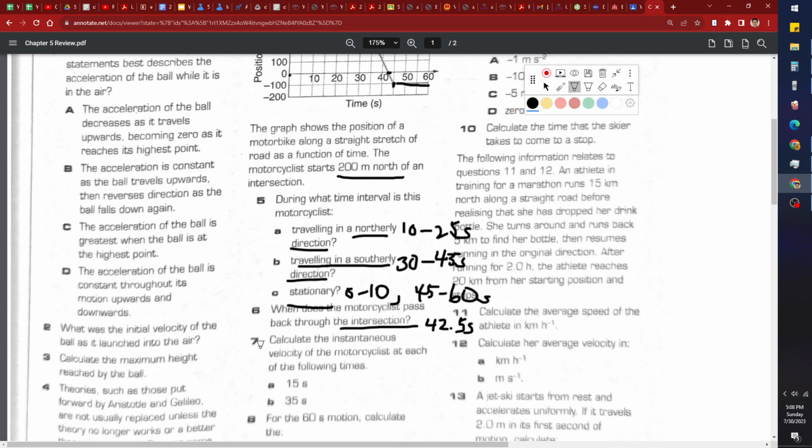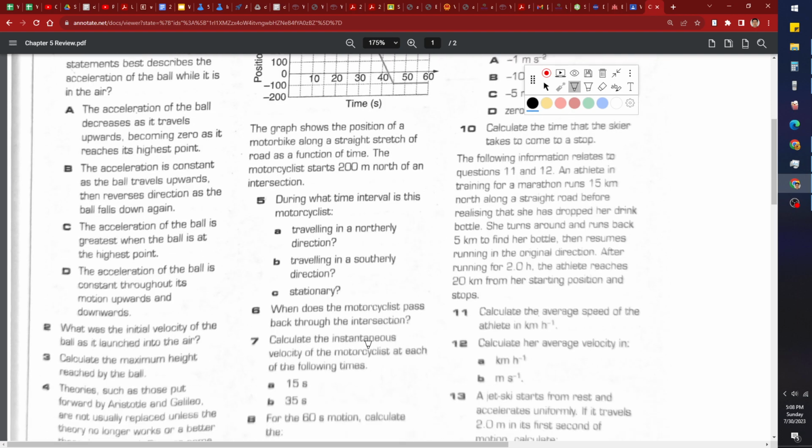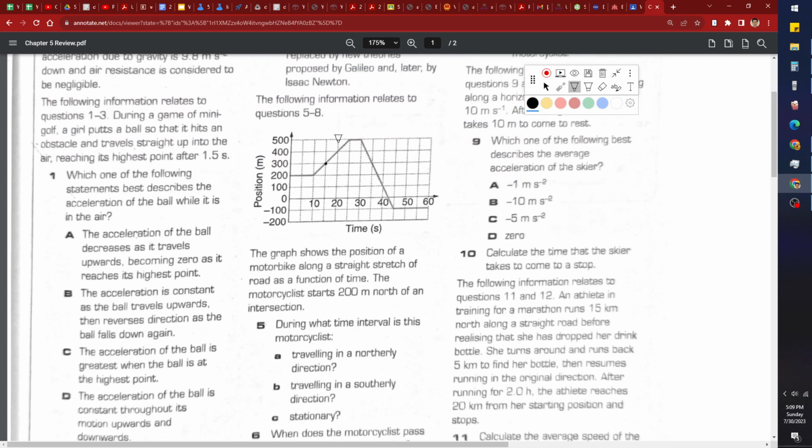Number 7. Calculate the instantaneous velocity of the motorcyclist at each of the following times. So A is at 15 seconds. Okay. 15 seconds is, we go to the time axis, we see 15 seconds here, and so that's that point here. It is not this. This is only displacement. We know that velocity, or instantaneous velocity, is the velocity at exactly 15 seconds.